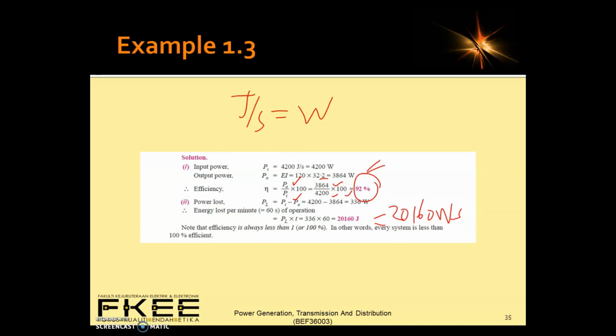Note that efficiency is always less than 1 or 100%. In other words, every system is less than 100% efficient. So this is the solution for example 1.3.